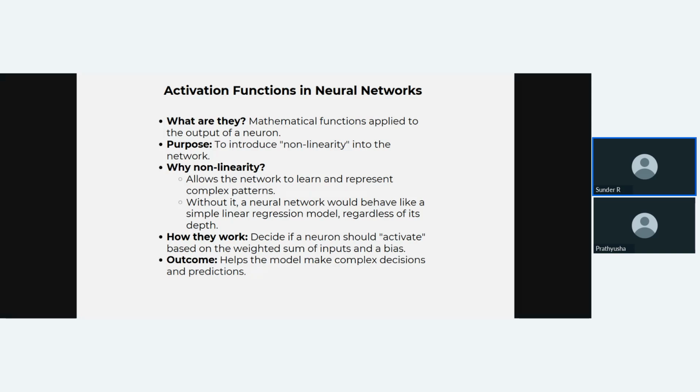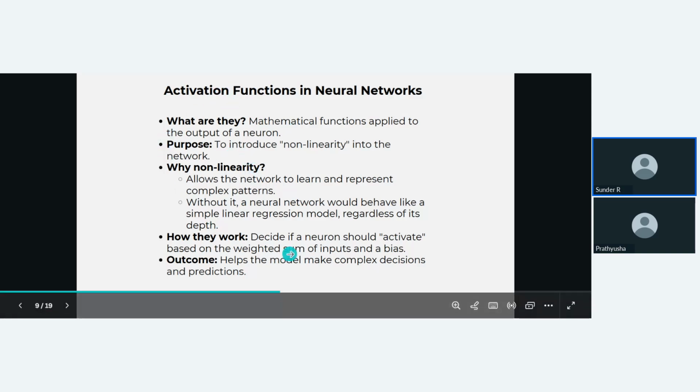But what if you want to analyze all your pixel sizes? It takes a lot, and then you have to come up with a nonlinear regression model, right? So to handle that, we are going to have this activation function. And how do they work? They decide if a neuron should activate based on the weighted sum of inputs plus the bias. That is what I was talking about.